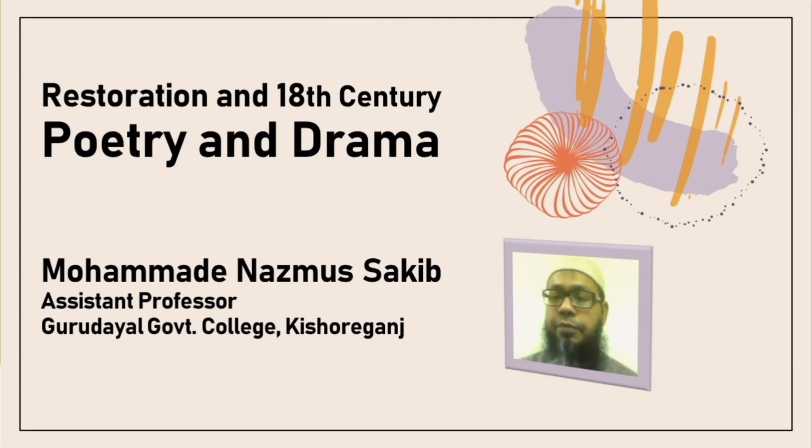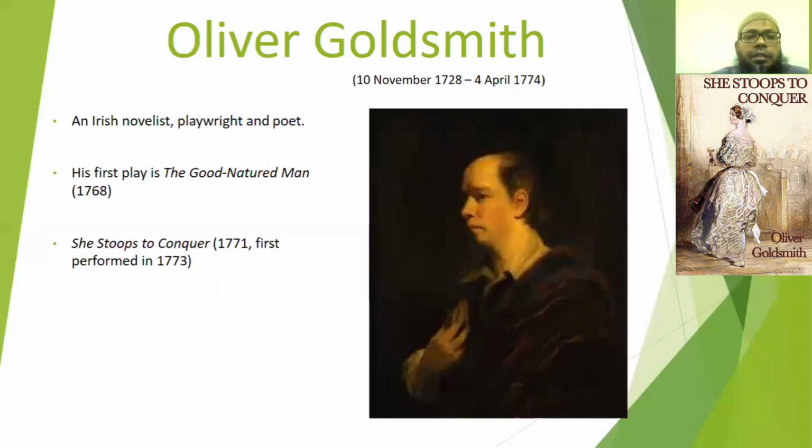Oliver Goldsmith is an Irish playwright, novelist, and poet. He is not a very prominent name like William Congreve, George Farquhar, William George Etheridge, but still he is enjoyed among the English students. His first play was The Good-Natured Man, which was produced in 1768, and the second play is She Stoops to Conquer. It was first written in 1771, and then it was performed in 1773.